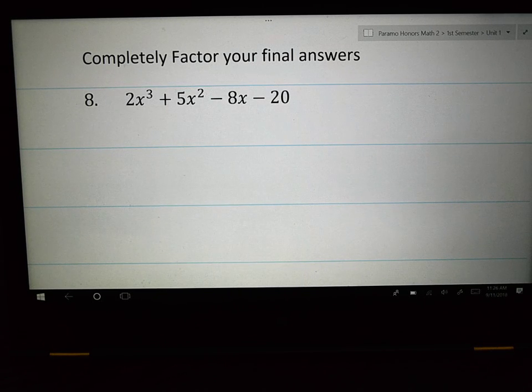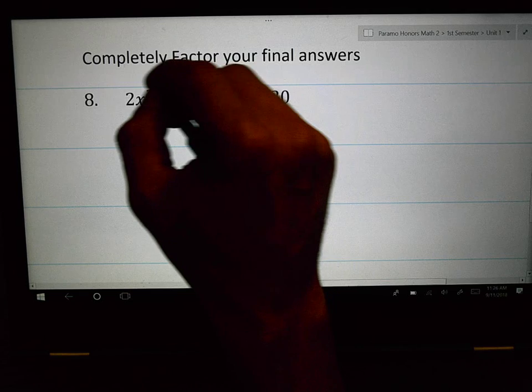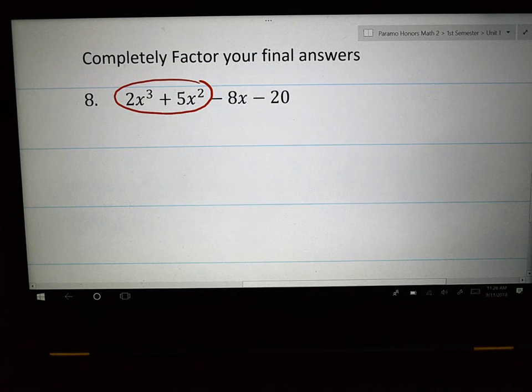Why does it say completely factor your final answers? Because sometimes they're going to try to trick you by giving you a more complicated answer, and you may only stop. Completely factor usually means more than once. So let's do, there is no GCF of all 4 terms, so we're going to go into factor by grouping.